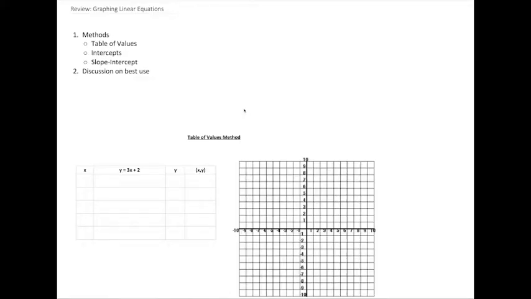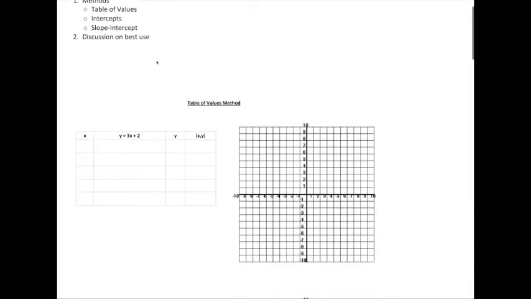Alright, today we're going to do a lesson on graphing linear equations. This is going to be a review lesson to help you in solving systems of equations. So as a review of graphing linear equations, we're going to cover three methods.